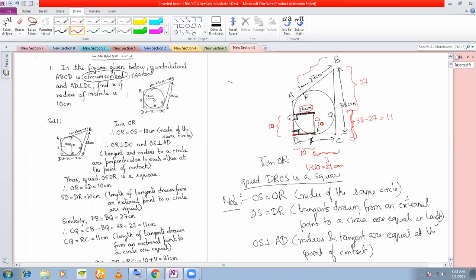Is it clear? Right? Better than writing it, it should be clear to you, because in this case, writing is not too important. In this case, understanding is important.